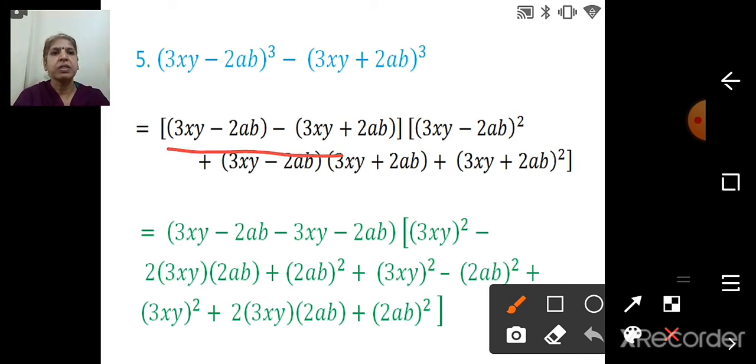So we are going to substitute the values. And you know we have to use two brackets. So first one is a.